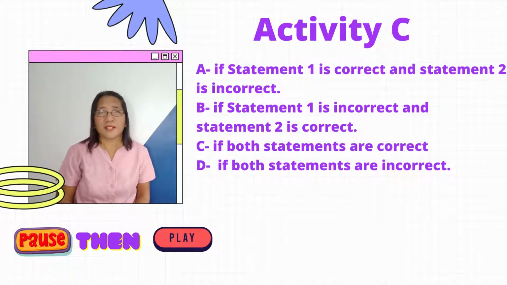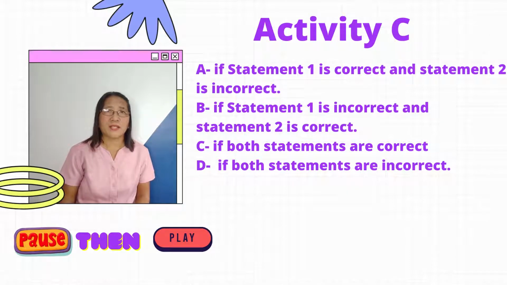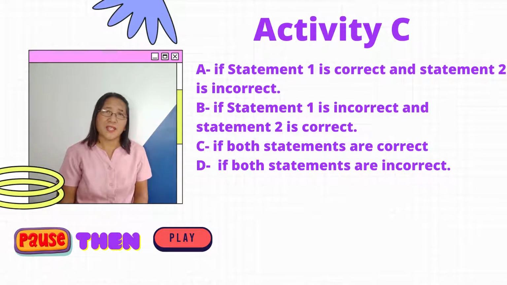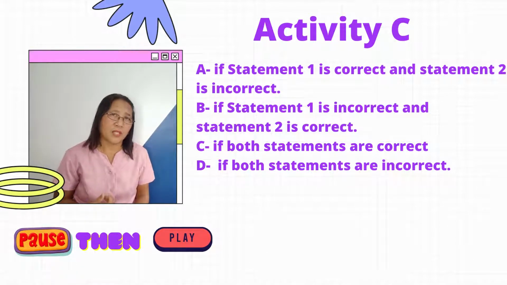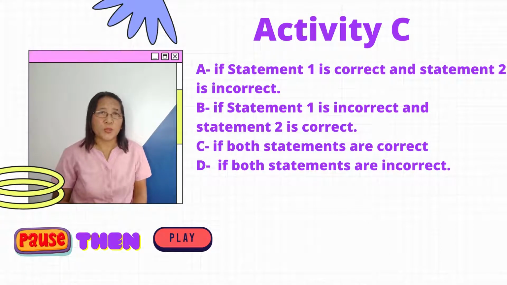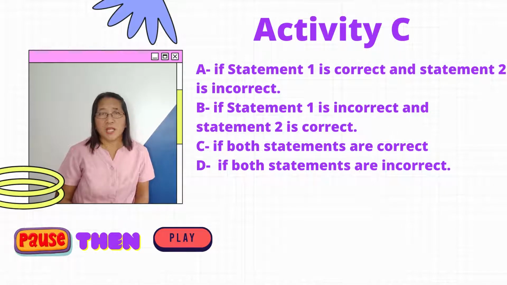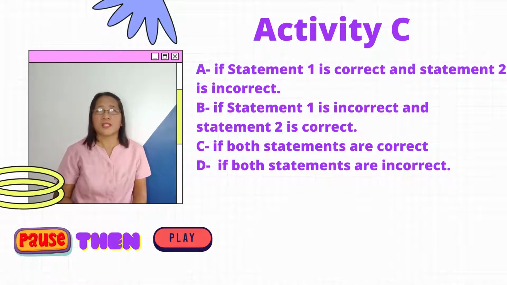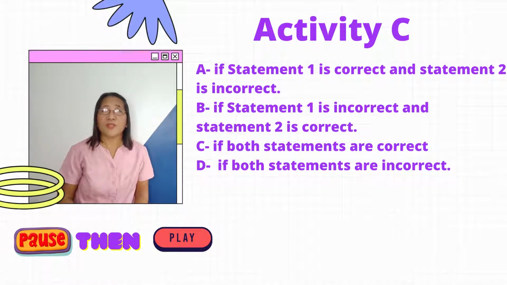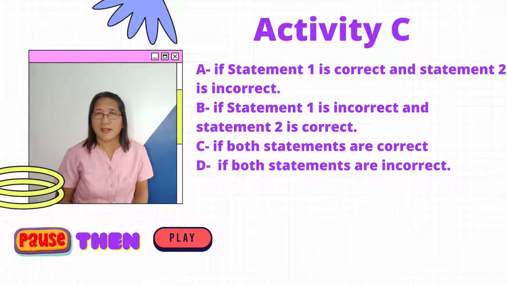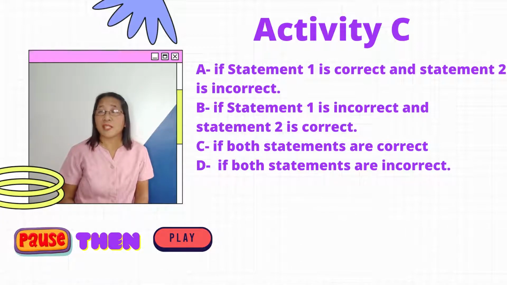Okay, time for activity C. This one contains 10 items with 4 choices. All you have to do is to analyze each item, then write A if statement 1 is correct and statement 2 is incorrect. B if statement 1 is incorrect and statement 2 is correct. C if both statements are correct. And D if both statements are incorrect.